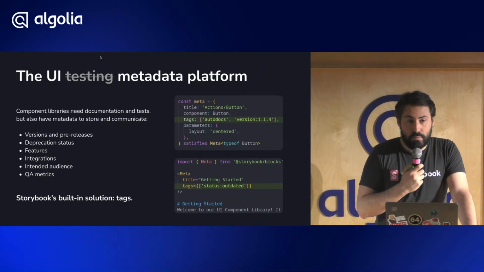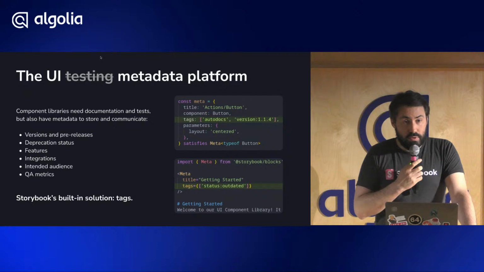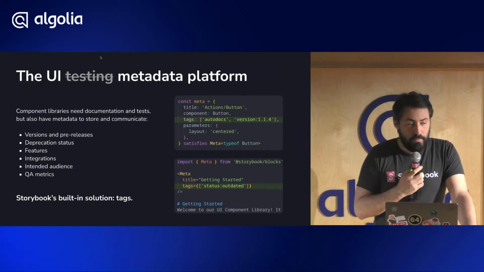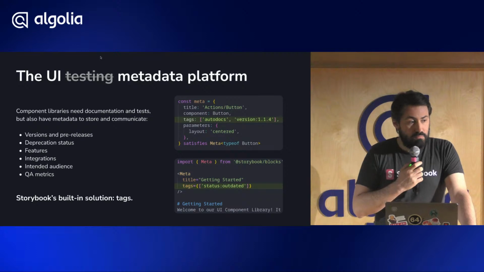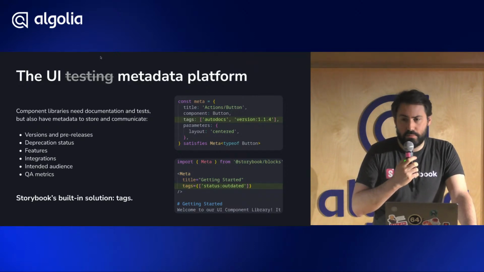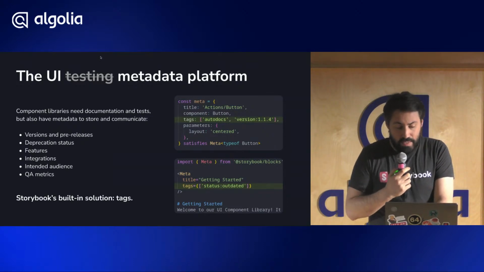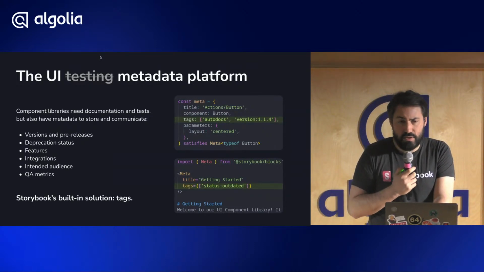You might want to tell your consumers that you have specific features or integrations that are supported with some of your components. You might want to tell them that a component is intended for a specific user audience, or you might want to basically boast that you pass some QA metric and that you have great code coverage or great accessibility compliance. So you want to show that, and that's metadata. And Storybook has a solution for it.